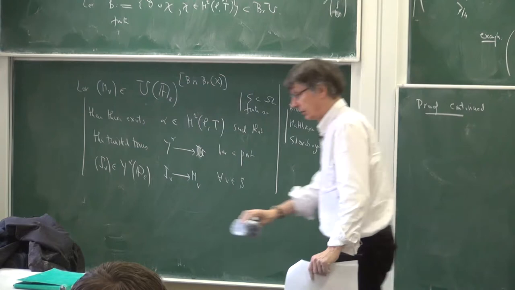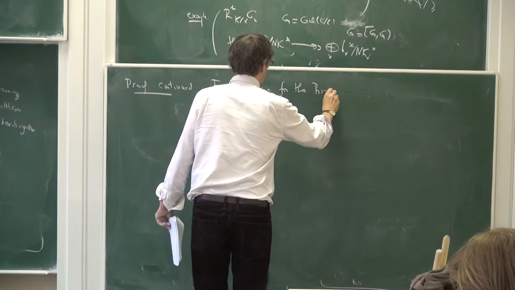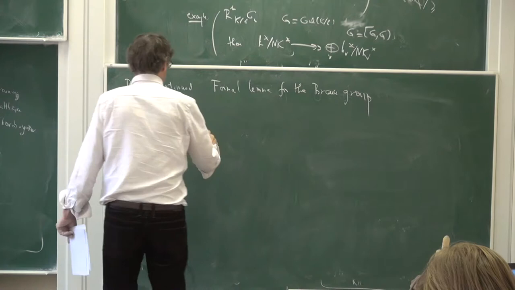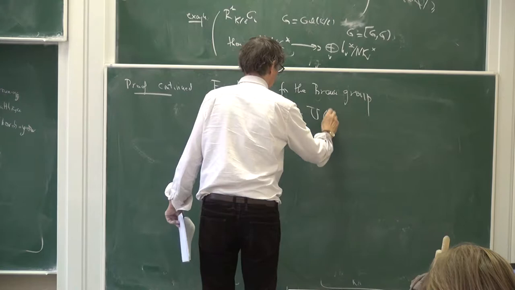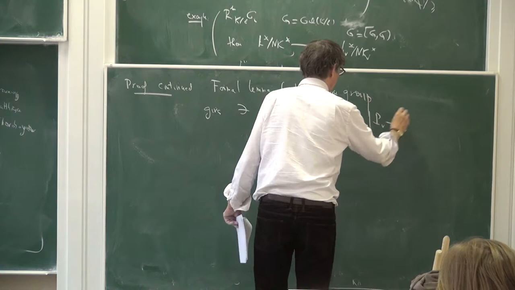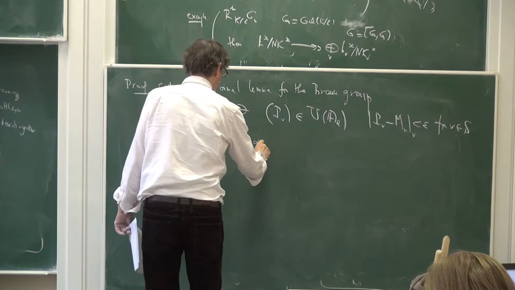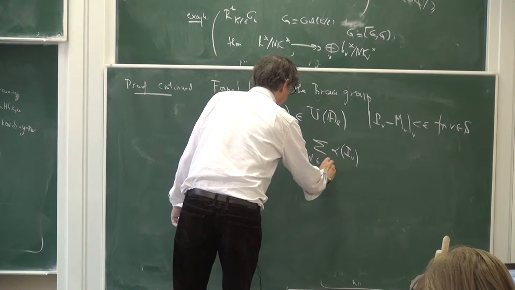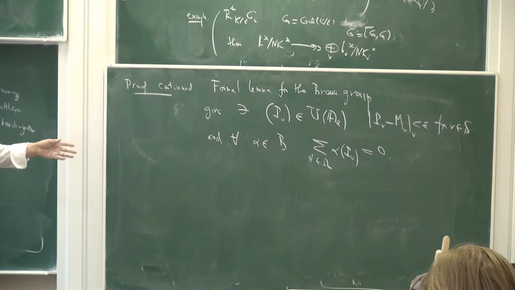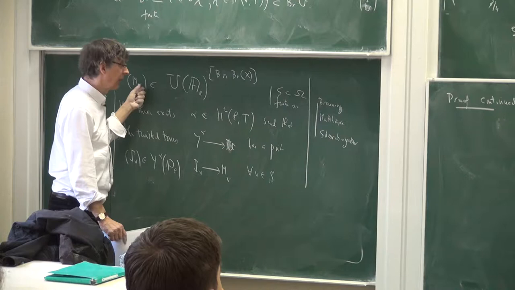So the formal lemma for the Brauer group gives that there exists a family p_v in U of A_K, p_v close to m_v for v in S, and for all alpha in B this time, the sum of alpha of p_v, v in Omega, is zero. Okay, we apply the formal lemma to this finite subgroup B of the Brauer group. We had a hypothesis about the intersection of B with Brauer of X, but we can modify the m_v to a family p_v, which now will be orthogonal to the whole of B.